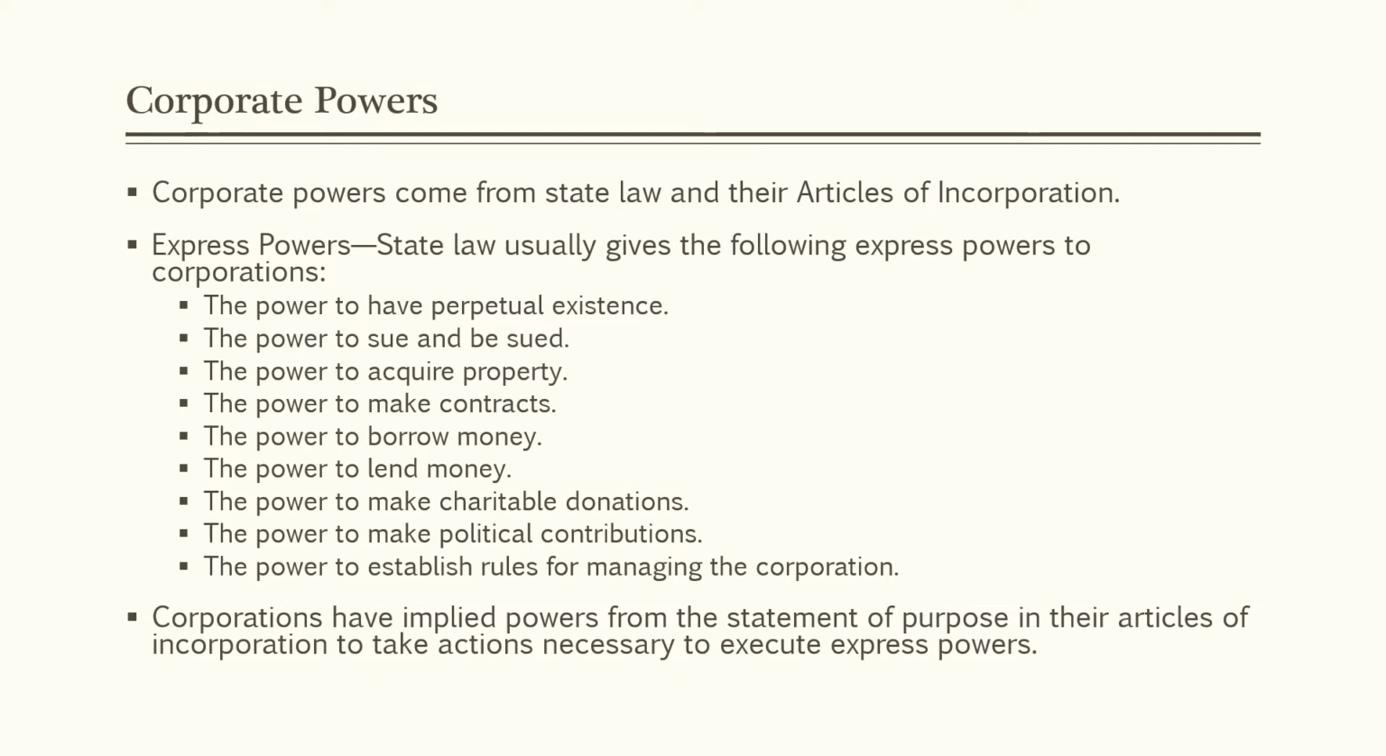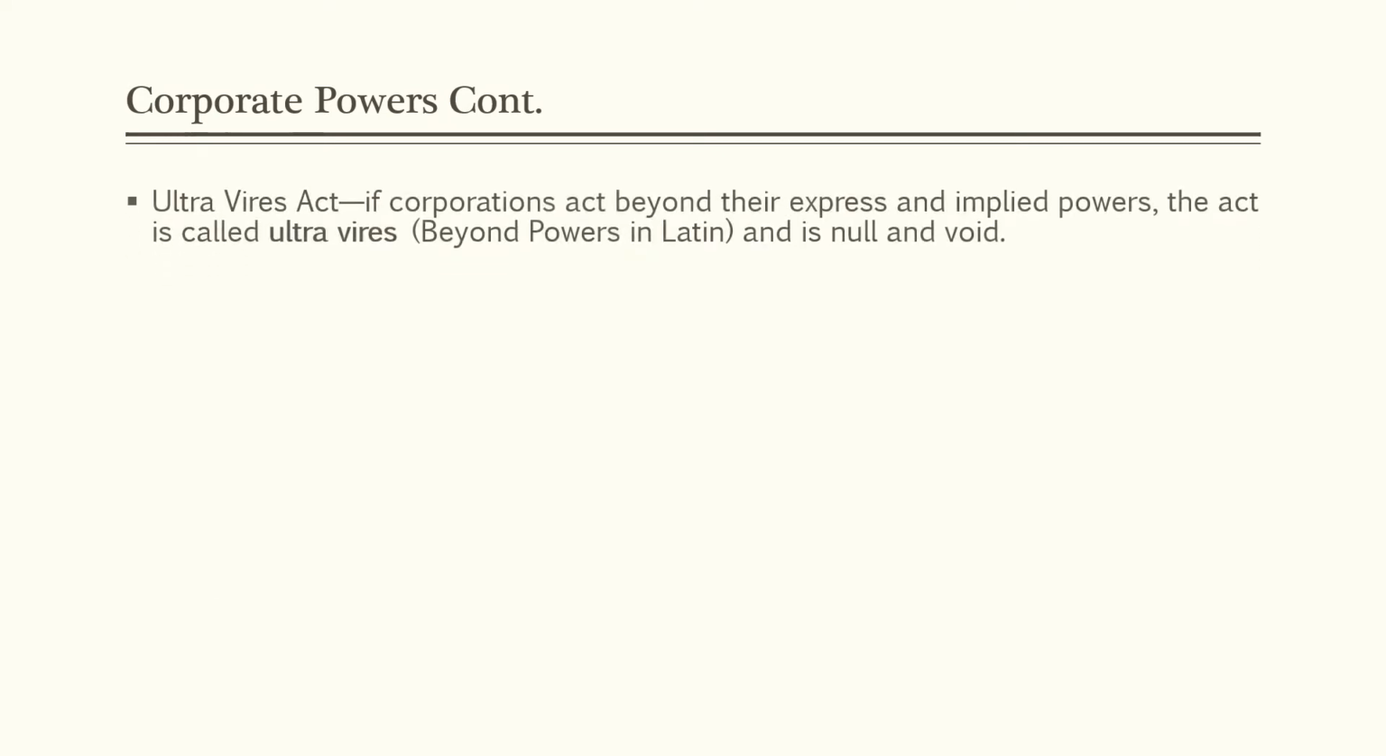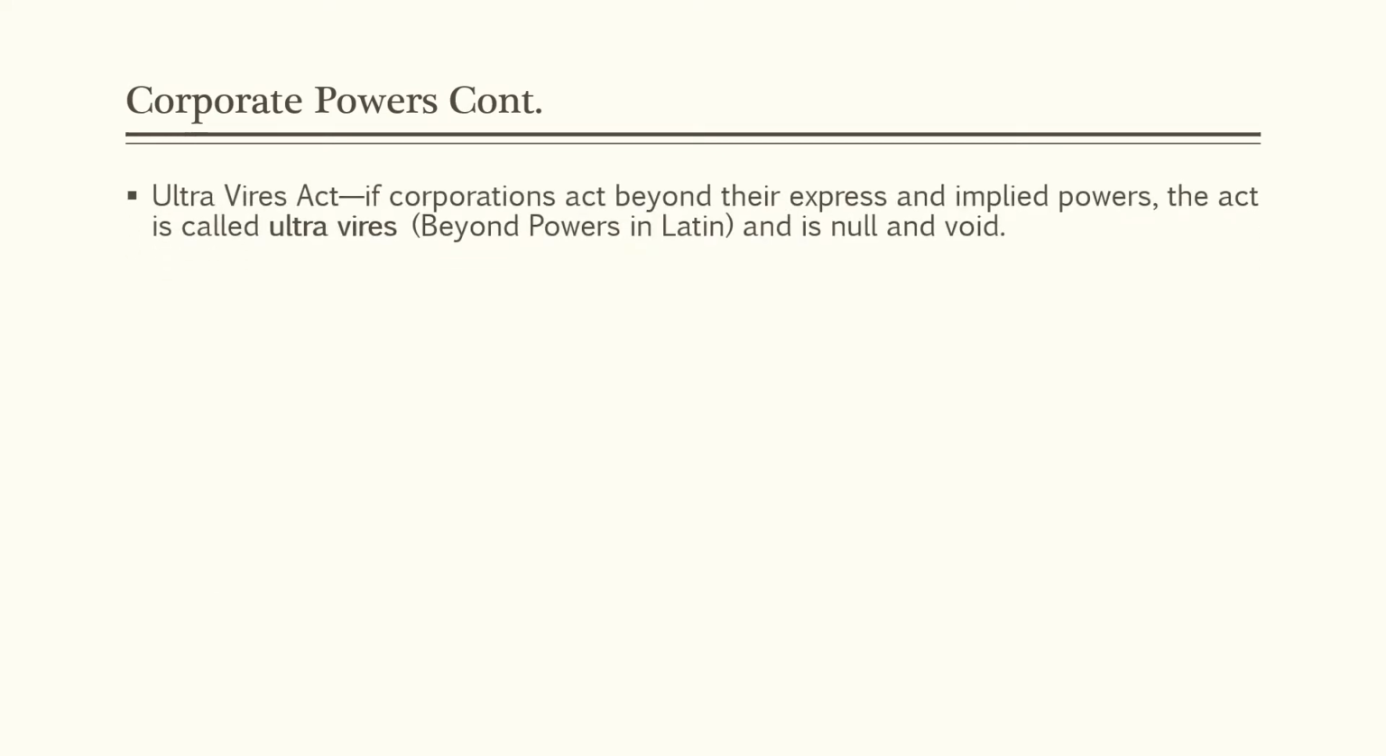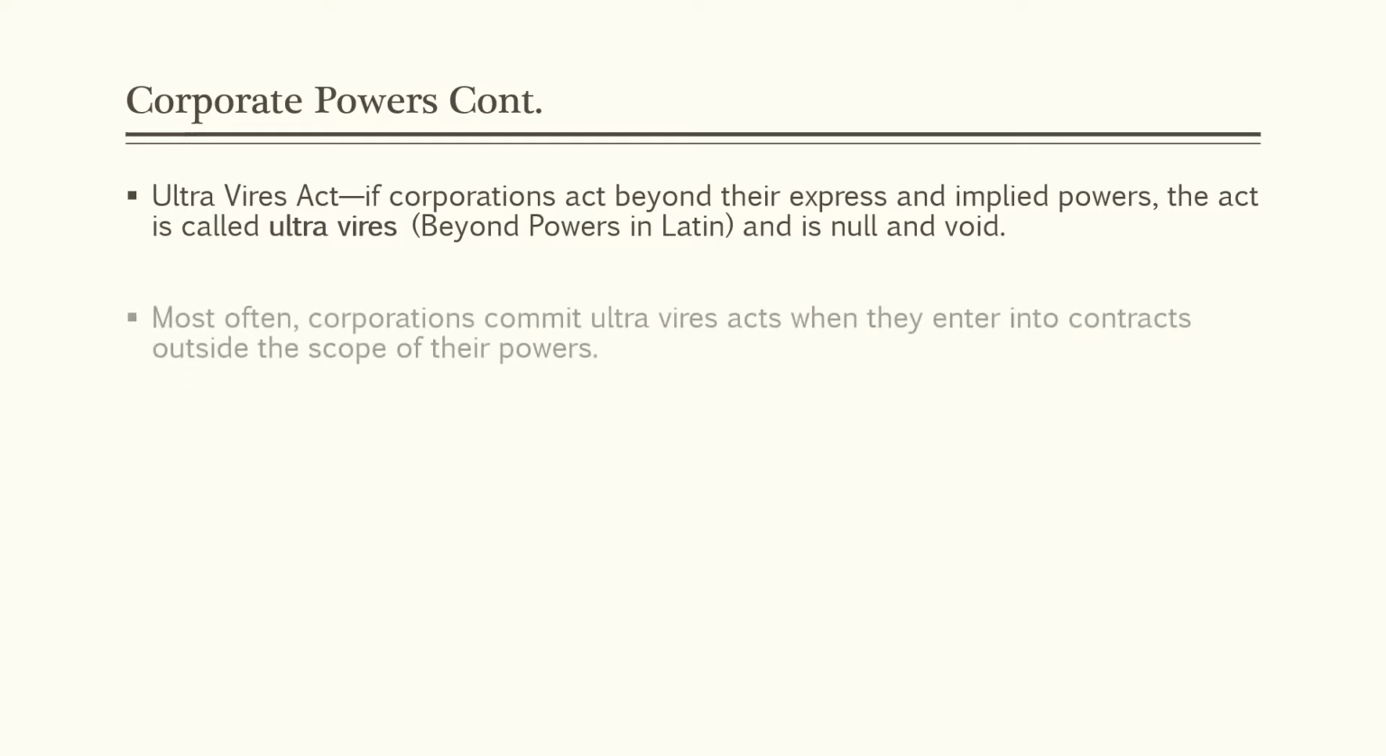Corporations have implied powers from the statement of purpose in their articles of incorporation to take actions necessary to execute express powers. Next, we're going to discuss something called an ultra vires act. If corporations act beyond their express and implied powers, the act is called ultra vires, beyond powers in Latin, and is null and void. This is an old common law doctrine.